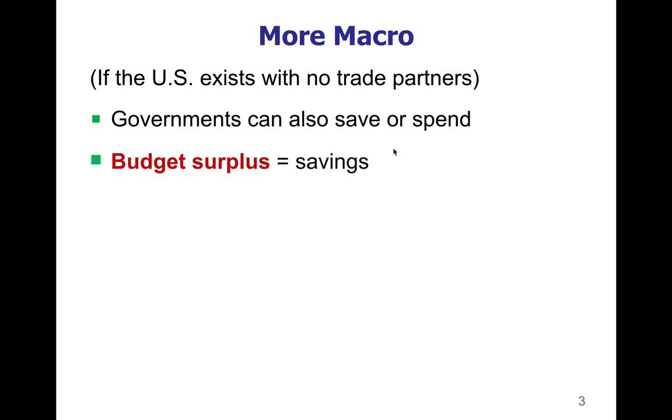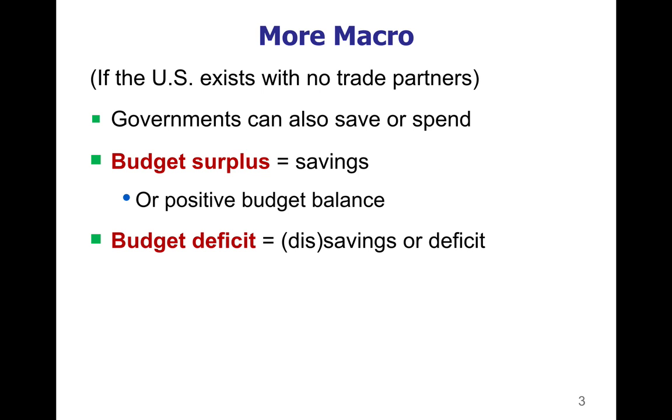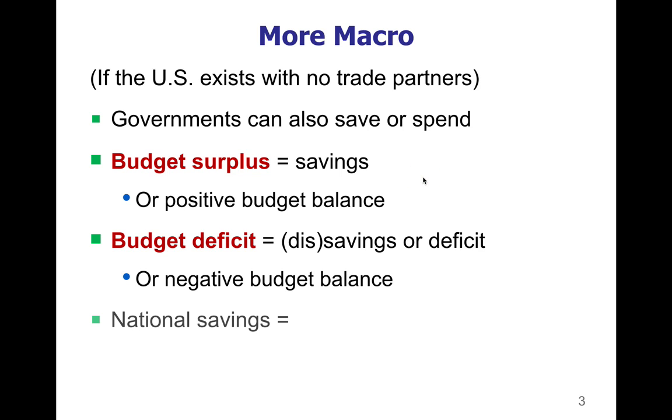Just a reminder that a budget surplus means that the government is bringing in more money than it needs to spend, and therefore they're going to save some money and earn interest on it. This is also referred to as a positive budget balance. And if the budget is balanced, it would mean that the government is spending exactly what they brought in taxes. And then a budget deficit is dis-savings, or spending more than you brought in. This is also referred to as a negative budget balance.